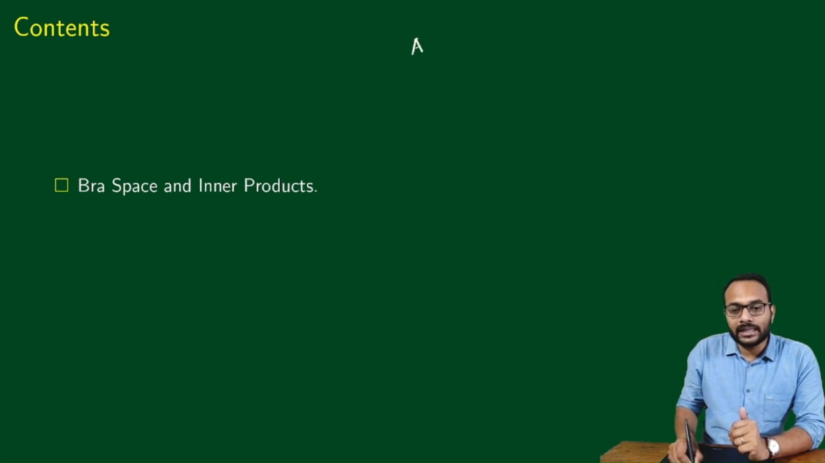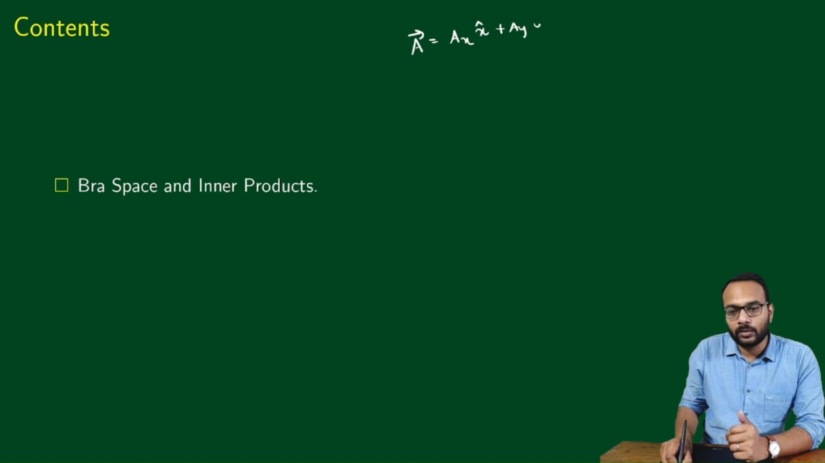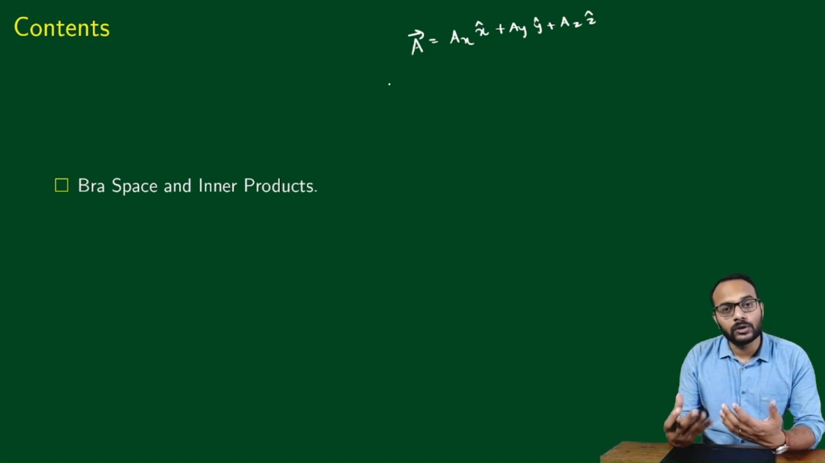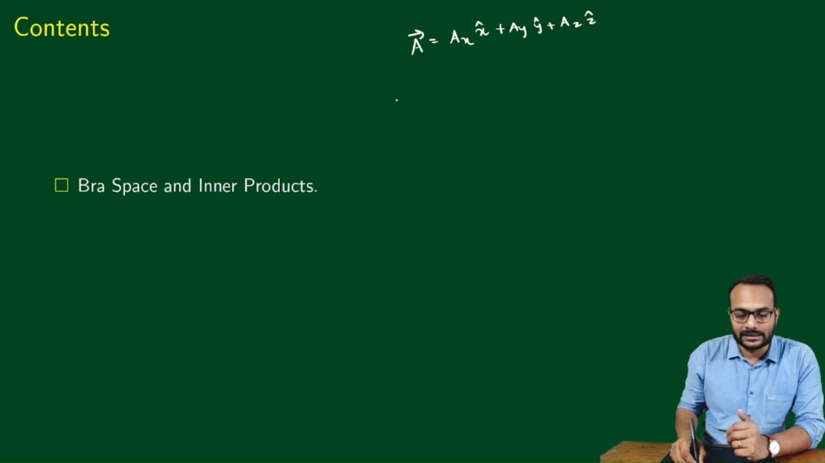In the case of Euclidean vector space, we write a vector A as a linear combination of three base vectors. We usually write it as ax x hat plus ay y hat plus az z hat. Now we also have a scalar product defined in Euclidean vector space. We are familiar with this. This is how we find the length of the vector, for instance.